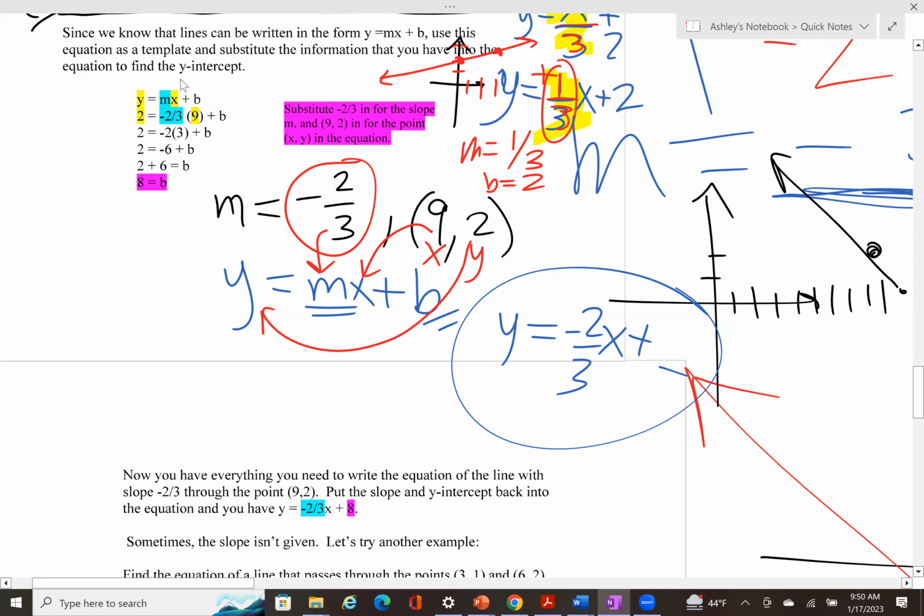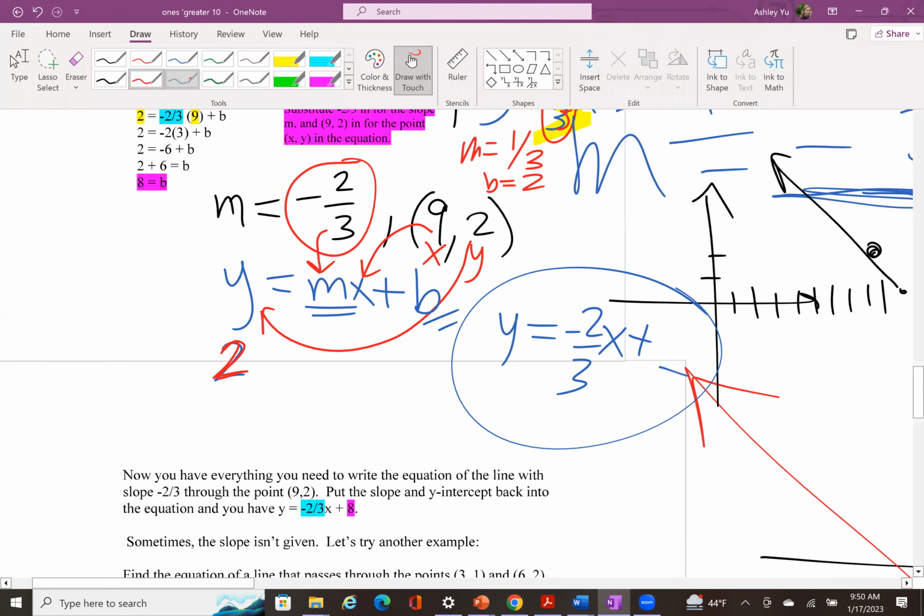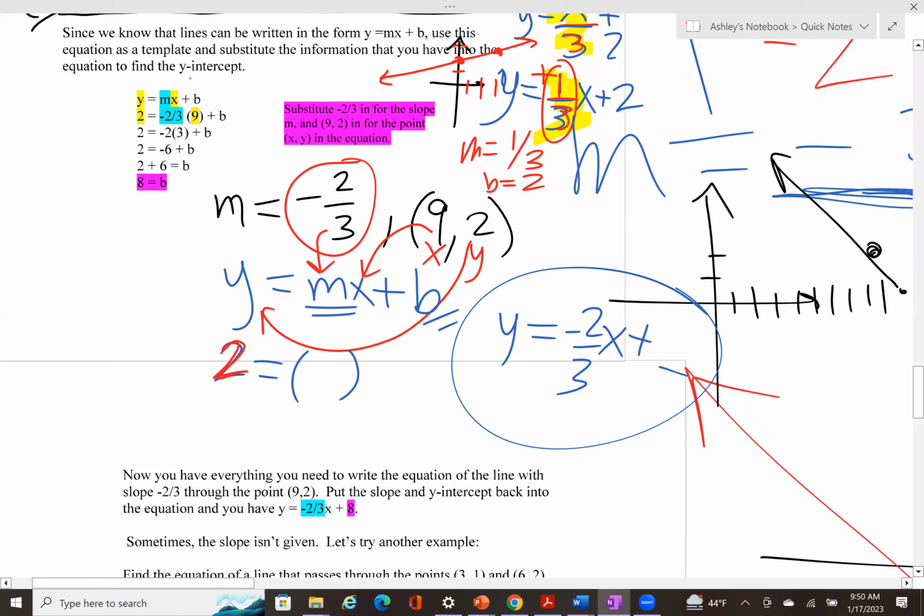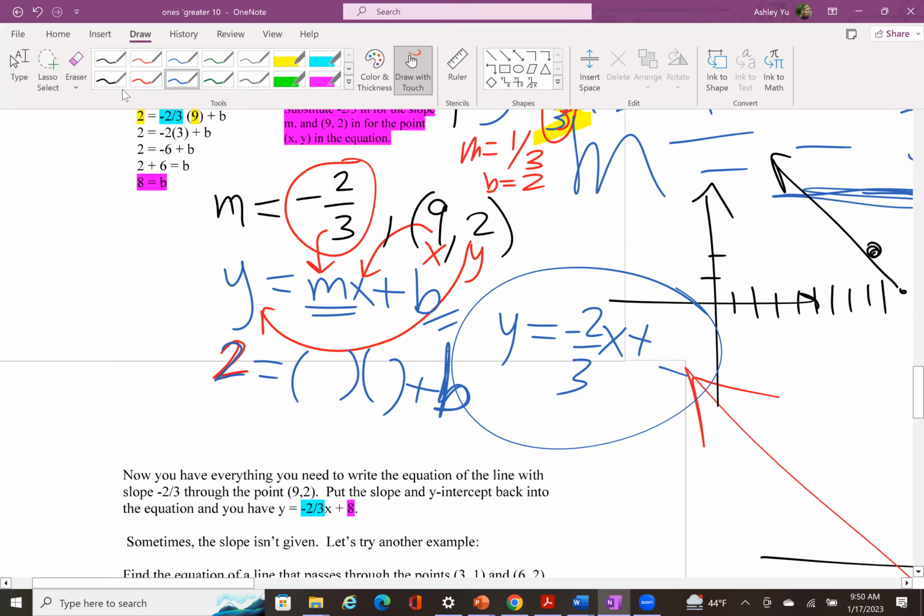It seems kind of tricky, kind of clever, I guess. So y is 2, because in that point, the y value is 2. So I'll replace y with 2, and then equals m. I already know that, they gave it to me, and x, they gave that to me, so I'll replace that. b, I don't know, so I'll just leave it as b. But once I fill everything else in, I should be able to solve for b.